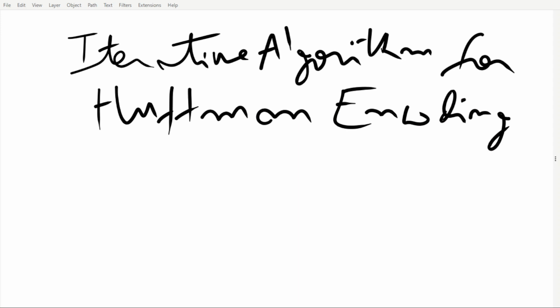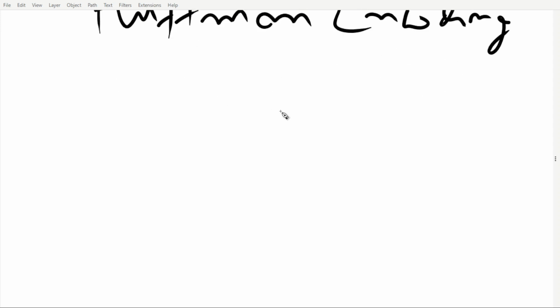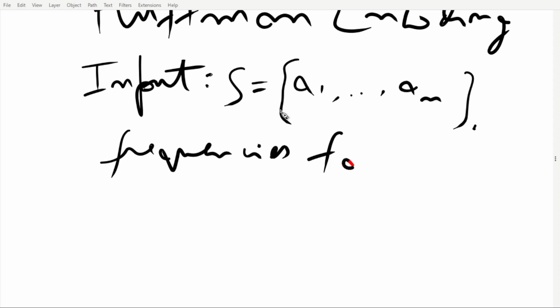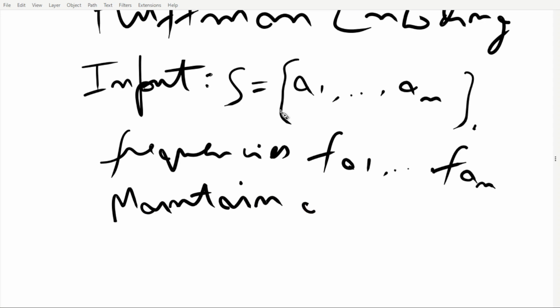So same idea we apply. Suppose the input is set S and the alphabets are A1 up to AN, with the corresponding frequencies FA1 up to FAN. So we maintain a min-heap.